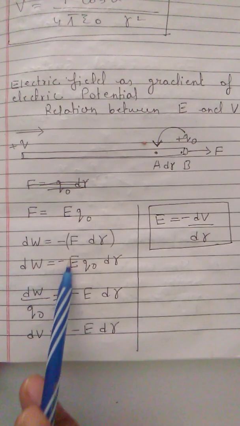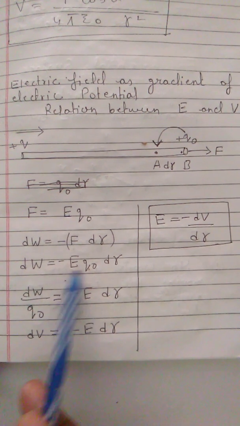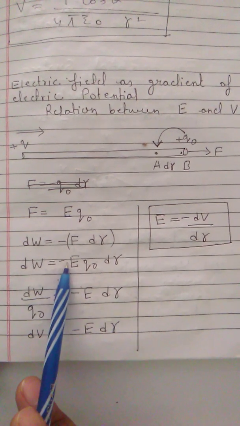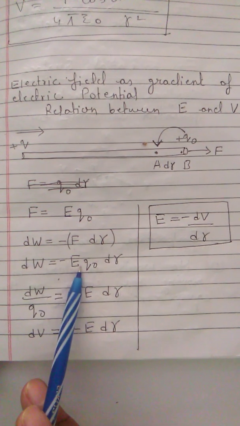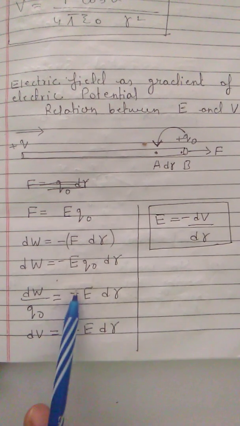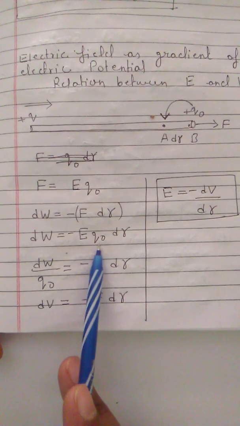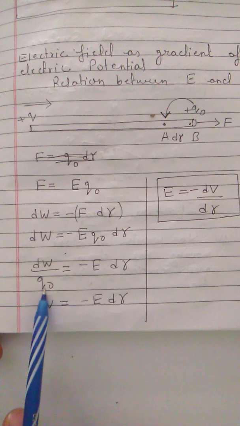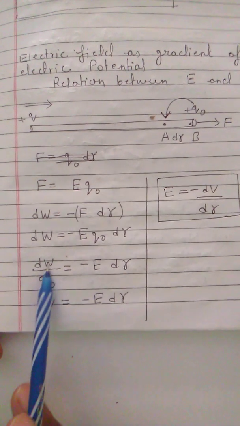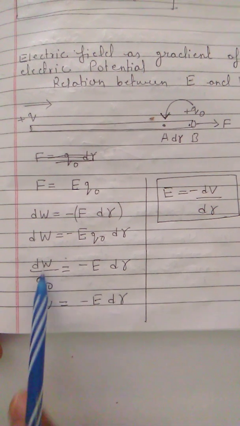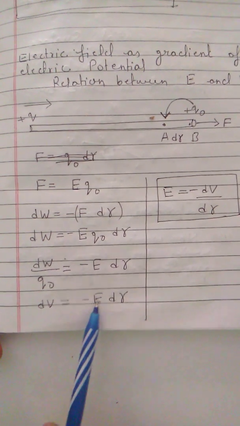So put the value of F. The F will be minus E q0, the minus sign indicating that the force is in the opposite direction of movement. So we have put in the value. Now we just bring this q0 here. Now dW upon q0 is what? dW upon q0 is your potential difference. So in place of this we are writing dV. So dV equals minus E dr.